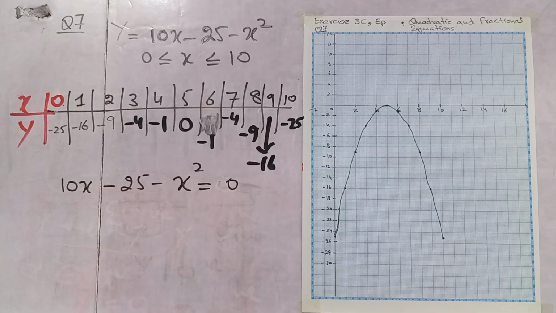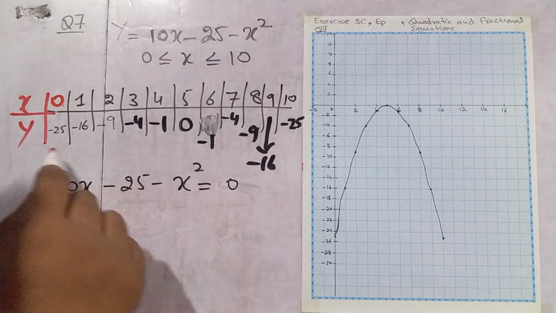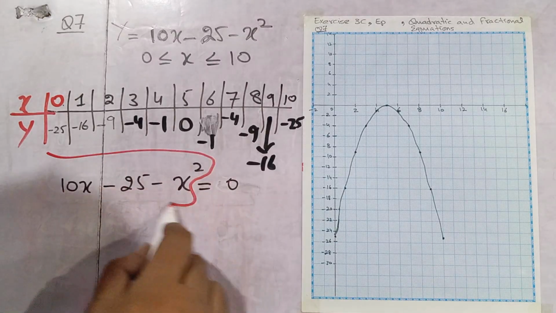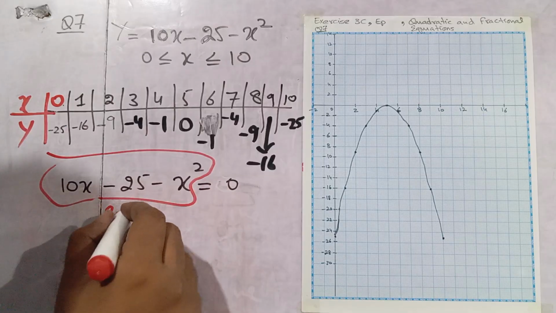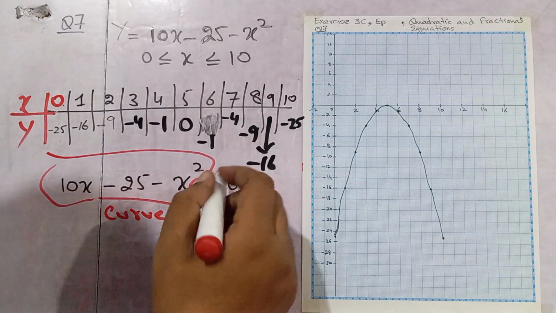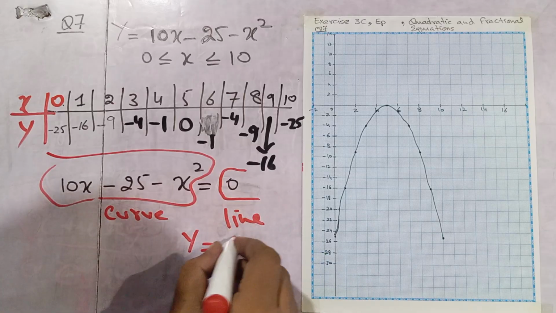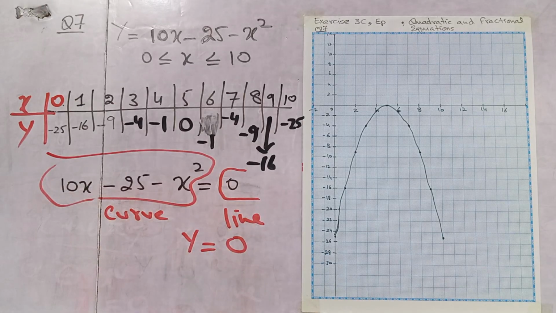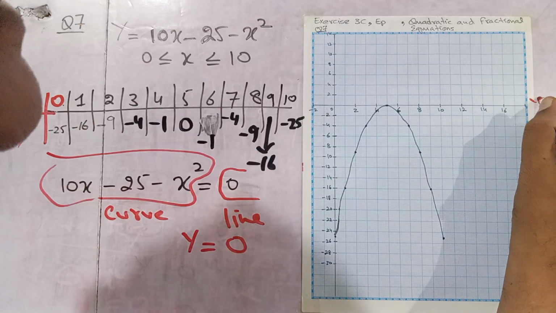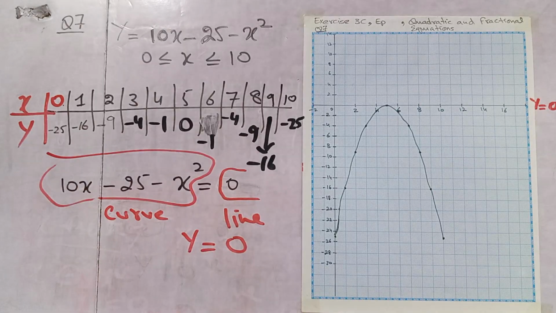solve 10x minus 25 minus x squared equals 0. If you look carefully, this is the expression for that curve whose graph we have already drawn here. So equal to 0, I say this is a line. So I make it equal to y. So I have to draw the line y equals 0. Y equals 0 is this line.